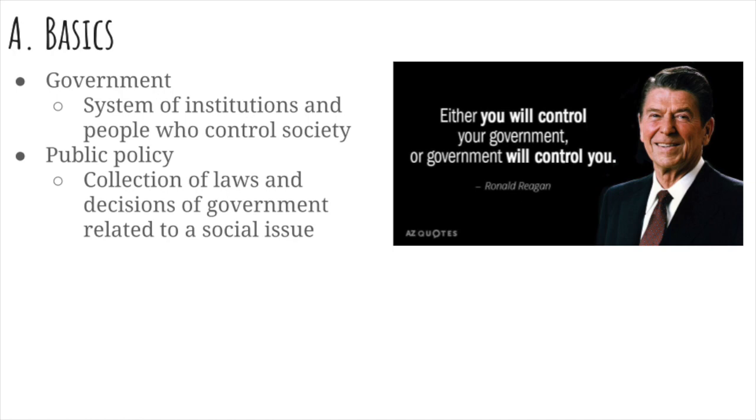What is government? Well, government is a system of institutions and people who control society. Public policy is a collection of laws and decisions of government related to some kind of social issue. To put things in economic terms, human beings have unlimited wants but limited resources, and government is often a way to solve disputes among various groups of people in society.